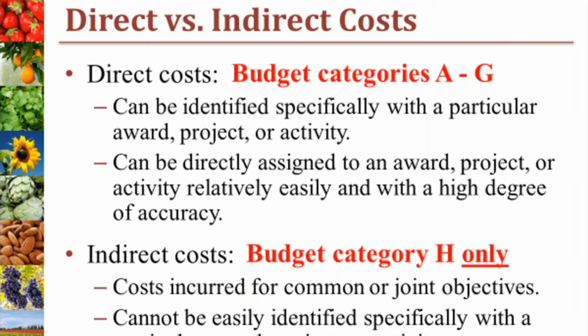These typically include costs associated with running your organization as a whole, like administrative staff salaries, rent, utilities, and office supplies. As we go through the following slides, keep in mind that all costs listed in categories A through G should be direct costs. Indirect costs should be listed in category H only.